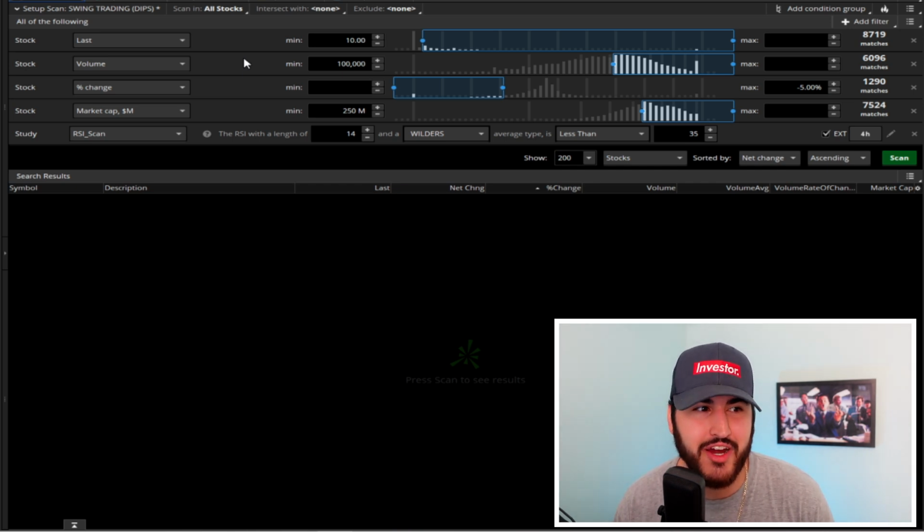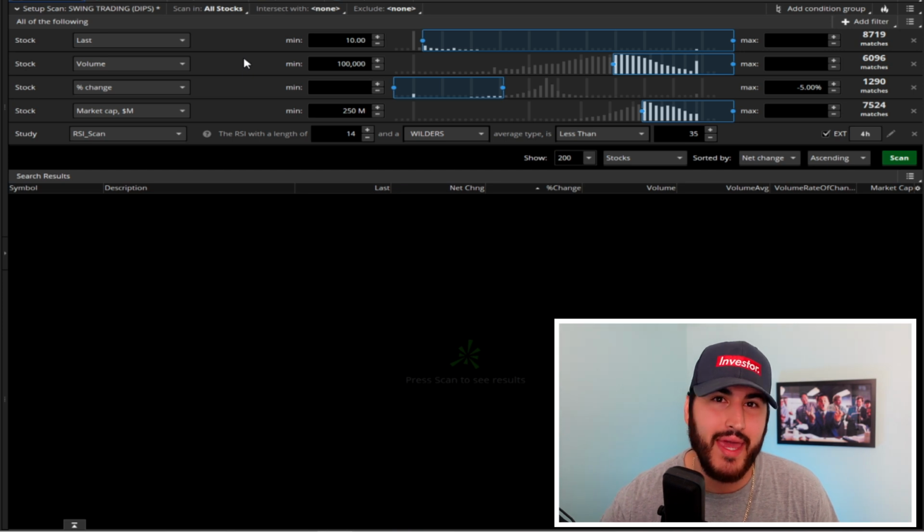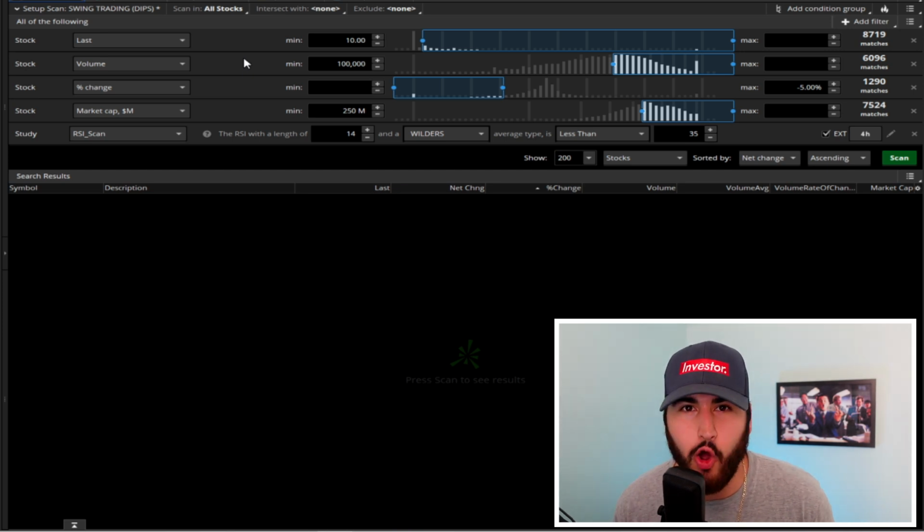And then the last variable, this is a study variable based on the RSI. It's an RSI scan with the length of 14 days, and the Wilder's is that the value of the RSI is under 35. Now, if you don't know what the RSI is, it's an indicator that can help tell you if a stock is overbought or oversold. The higher the RSI is, the more overbought the stock is, and a value over 70 is considered overbought. The lower the RSI is, the more oversold the stock is, and a value under 30 is oversold.